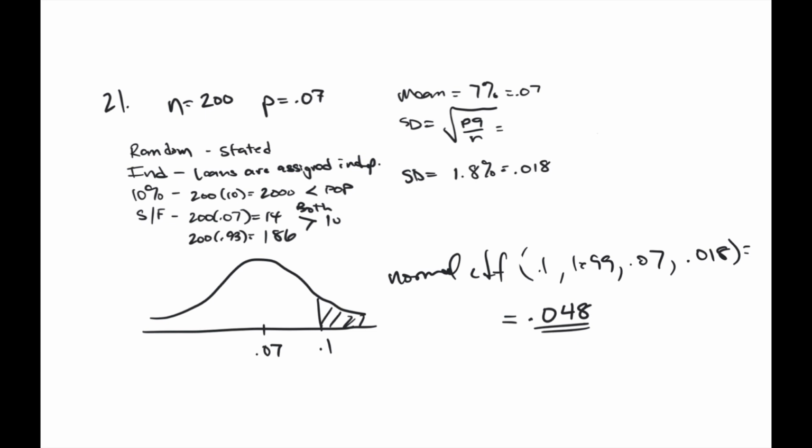Usually, if I get a 1 or a 0 in terms of probability, I'm going to think I've messed up. I'm going to go back and double check to make sure I get it right. So you end up getting about 4.8% or 0.048 is the probability that more than 10% of people who get loans wouldn't pay them back.